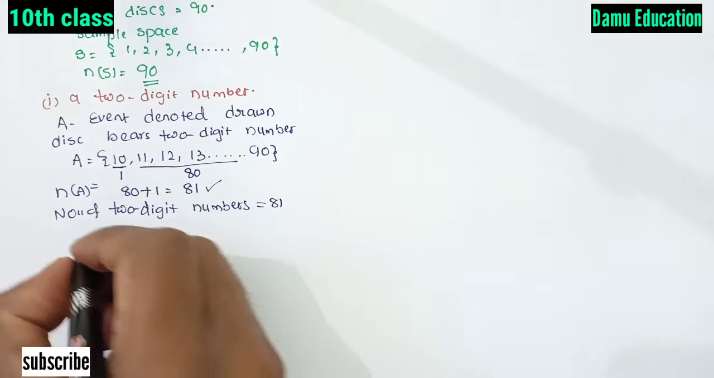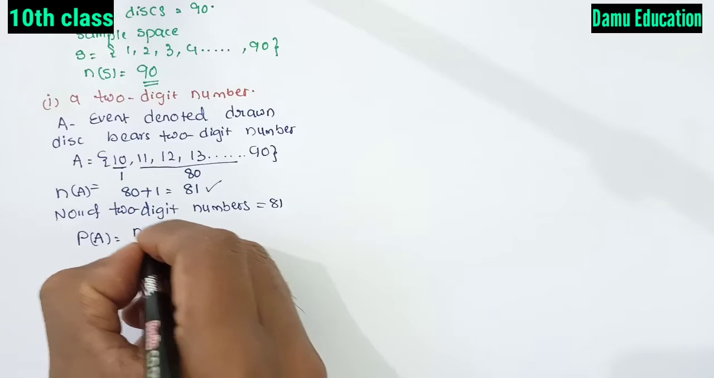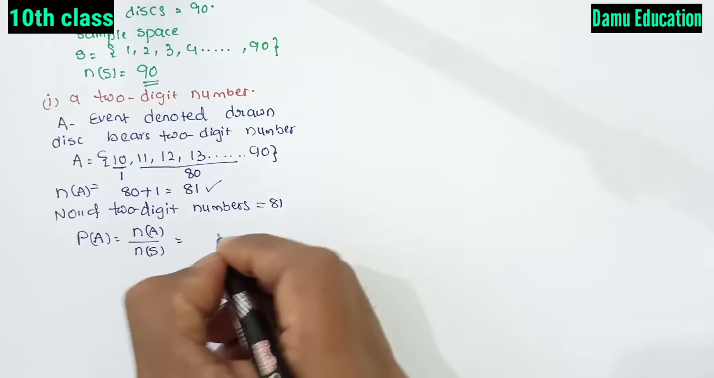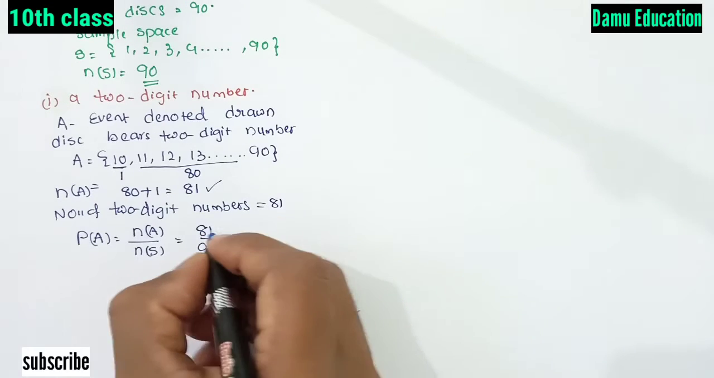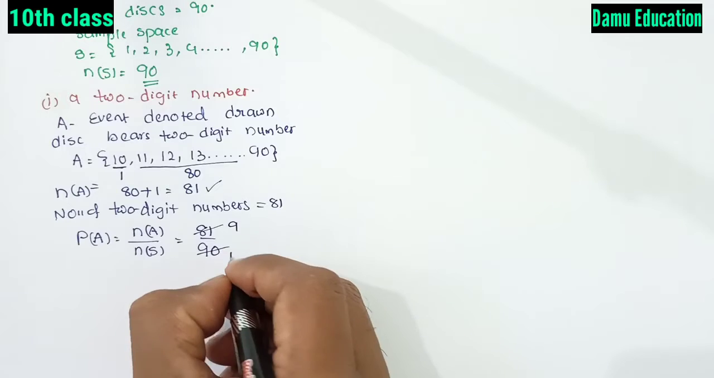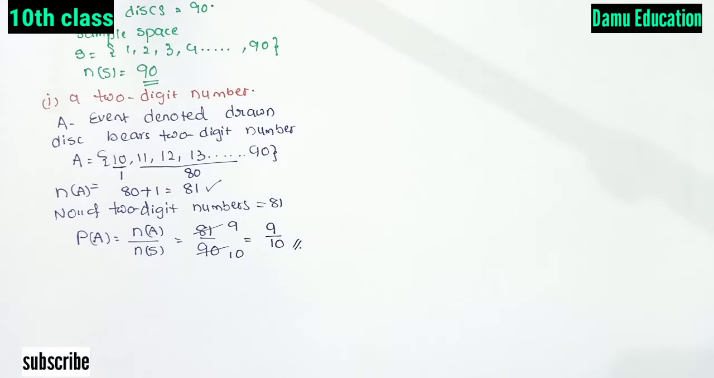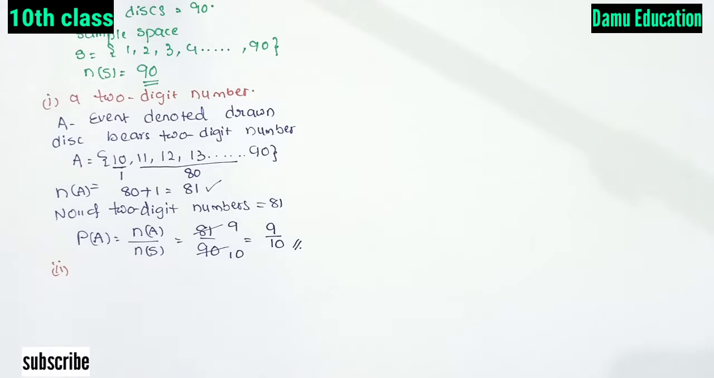So what is the probability? The probability of A will be the number of two-digit numbers divided by the total number of discs, that is n of A by n of S. So n of A is 81 by 90. 9 9s are 81, 9 10s are 90. So 9 by 10 is the probability.